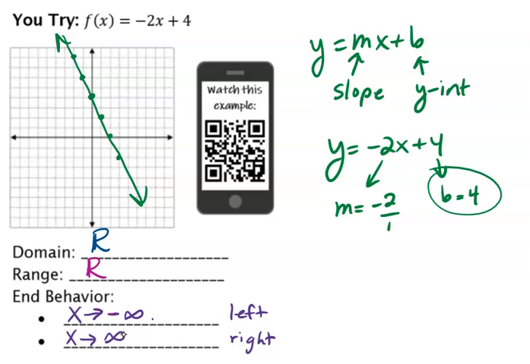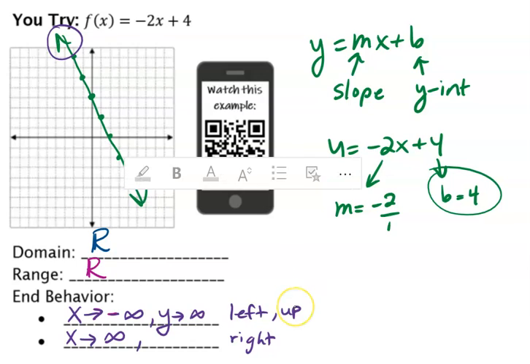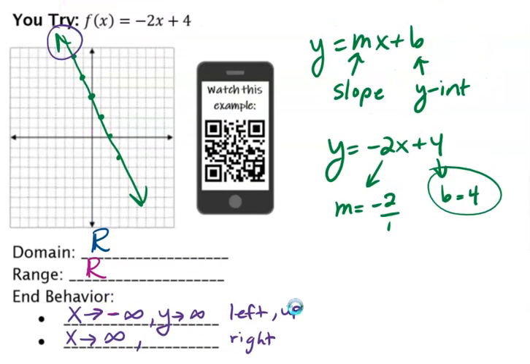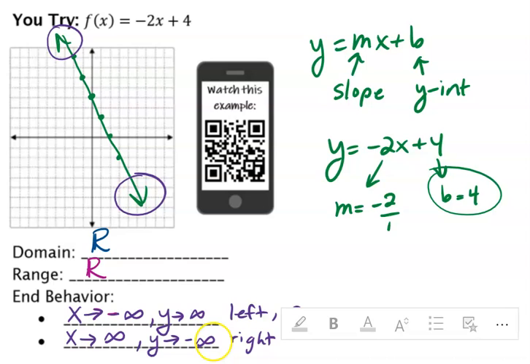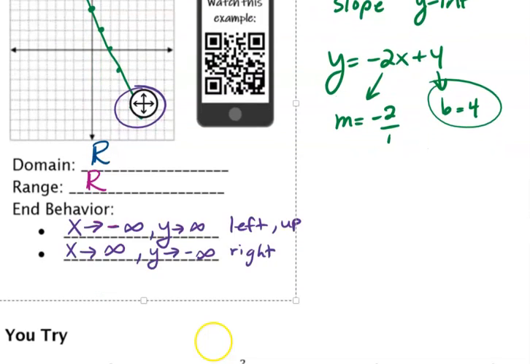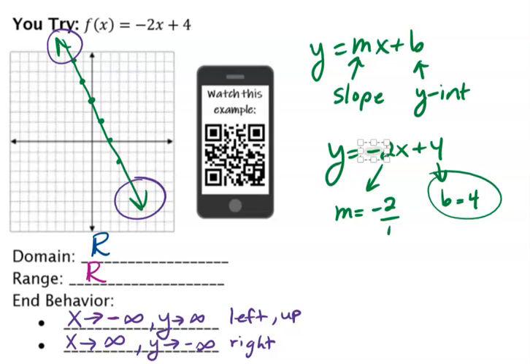So I want to look at my graph here. On the left side, so the arrow that's farther to the left is this one. It's also pointing up. So that means that my y is going to go towards positive infinity. So as you go to the left, the graph goes up. And then here, for my arrow on the right side, it's pointing down. So that means my y value is going towards negative infinity. So as my graph goes to the right, it's also going down.